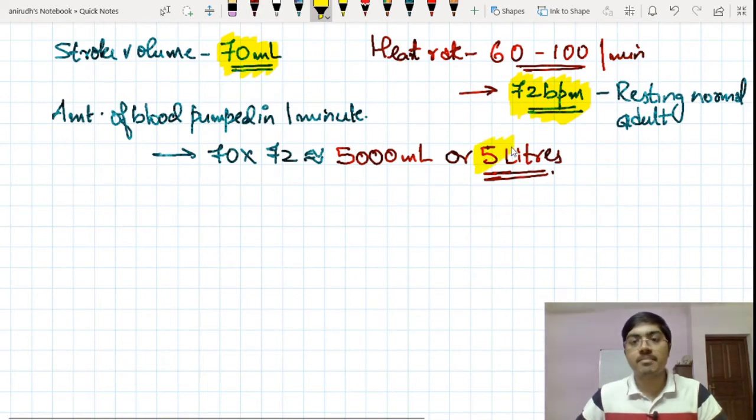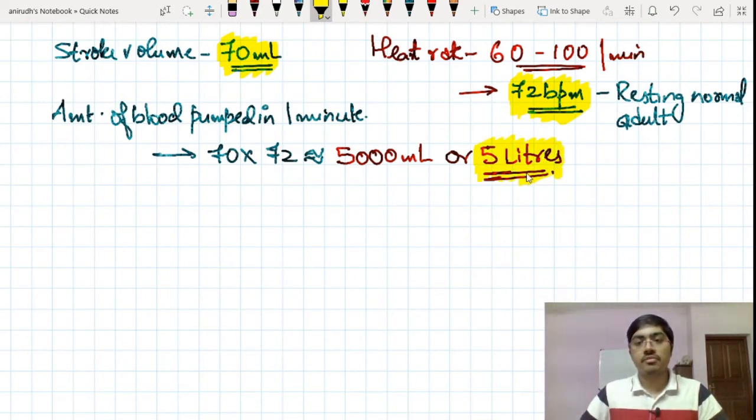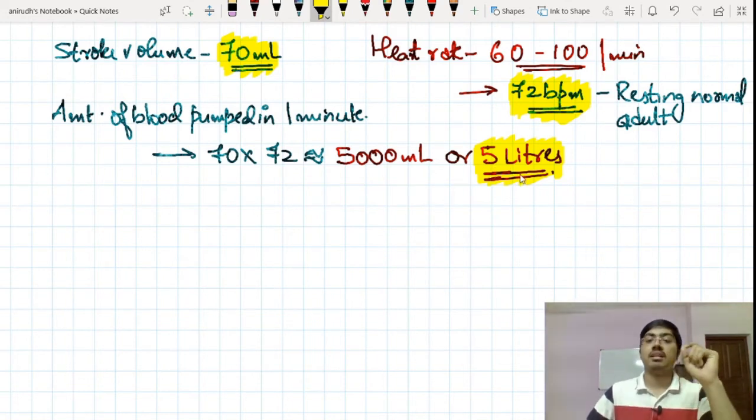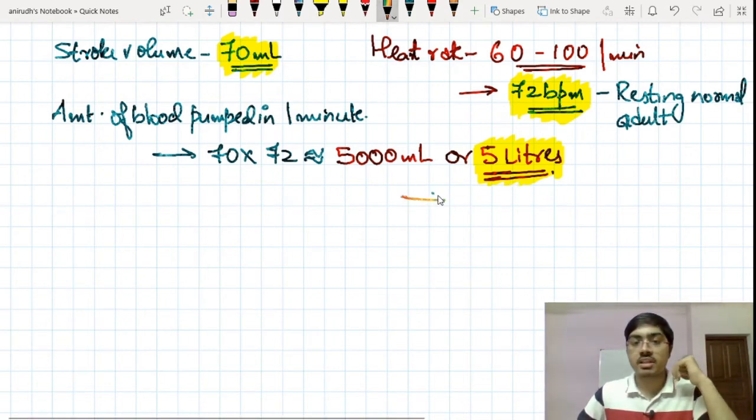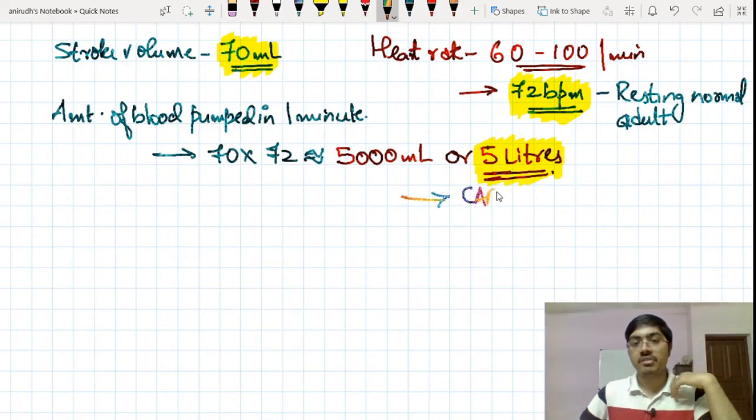This is a very important value. The amount of blood that is pumped in 1 minute by each of the ventricles is 5 liters. Okay, so this is the value that you are supposed to remember. Now you have a very important name for this. This is called by the name of cardiac output.